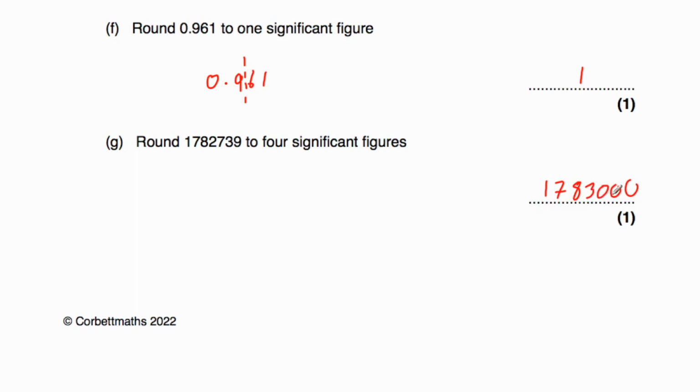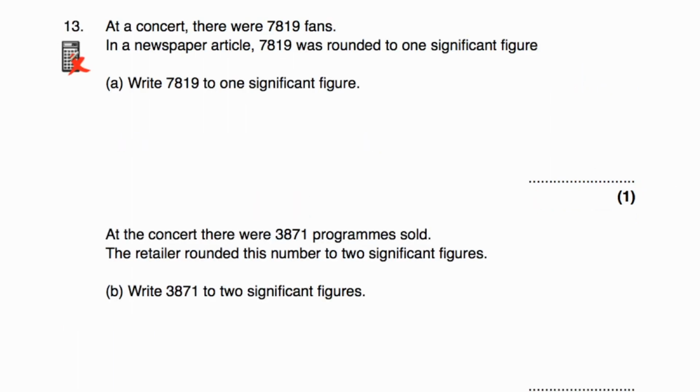So that's going to be our answer, 1,783,000. And that's it. Again, we could have written down the number, put a dash after our fourth significant figure, looked at the fifth significant figure, which is a 7, and rounded up. And that would be that. Okay, let's have a look at question number 13.